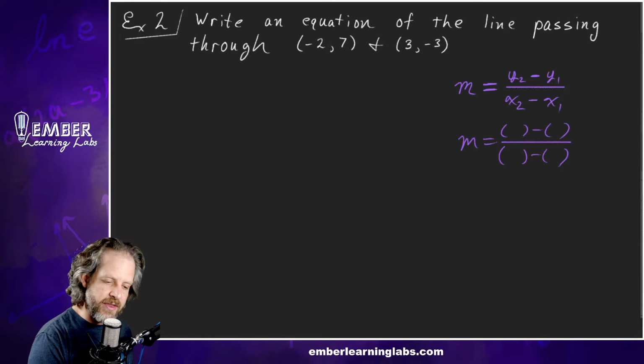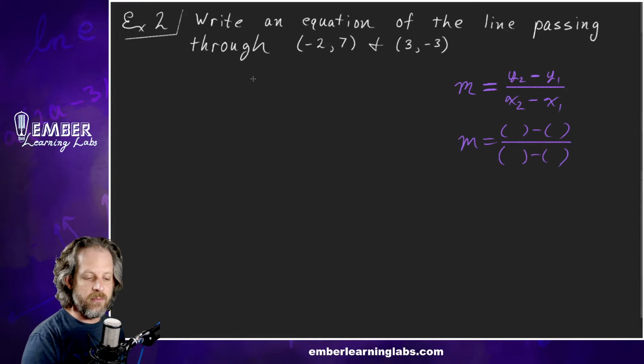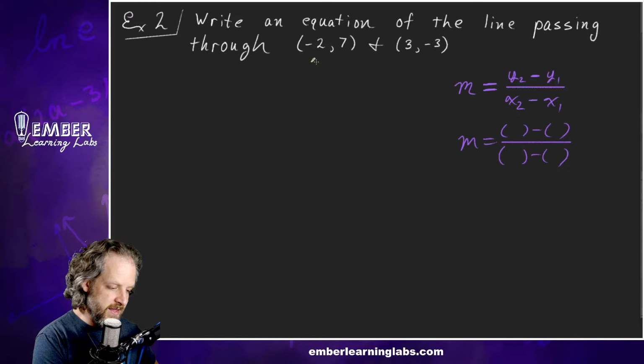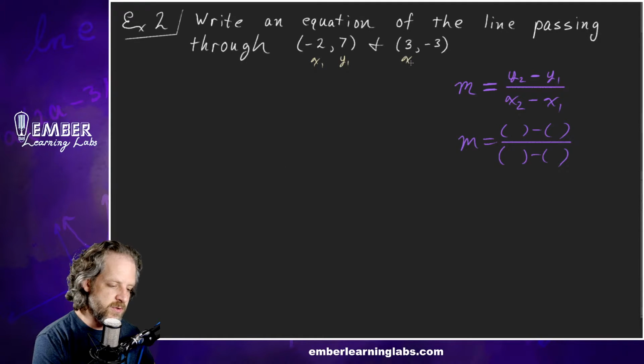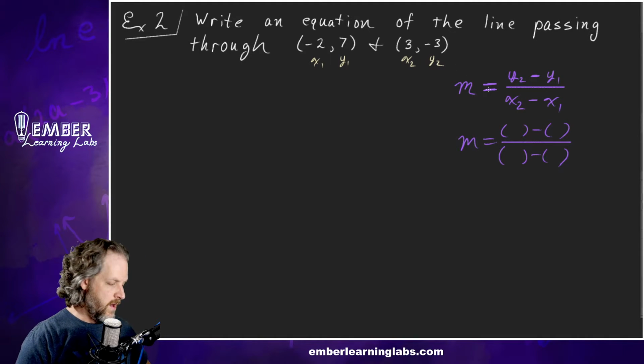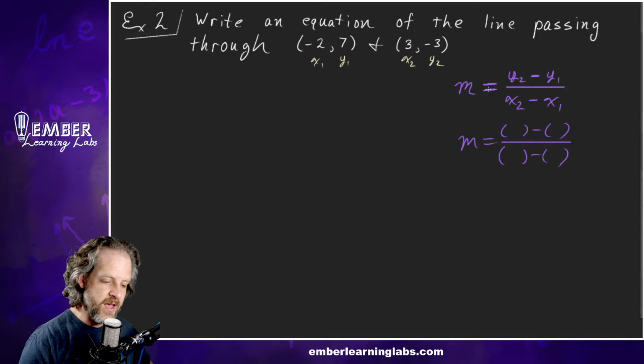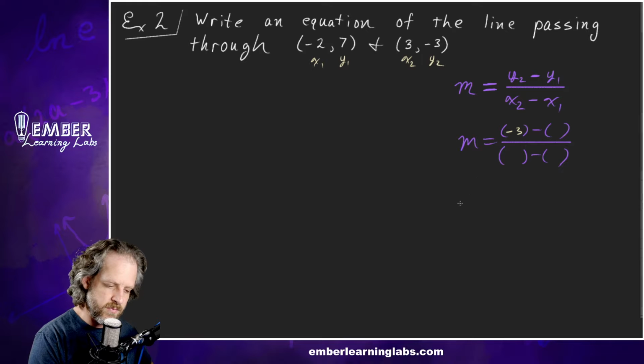Let's go ahead and label these so it's going to be easier to see and remember what we're doing. Let's say this is x1 and this is y1 because it's the first point listed. That works. And which would make this x2 and y2, right? So we're going to come in here and y2 was -3 and y1 is 7 and x2 is 3 and x1 is -2.